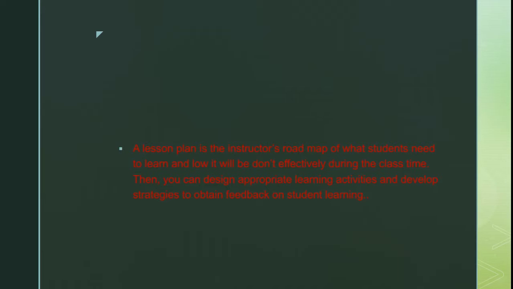So lesson planning is something we all know about, because we are going to do lesson plans in any subjects. This is the common activity that we will do.